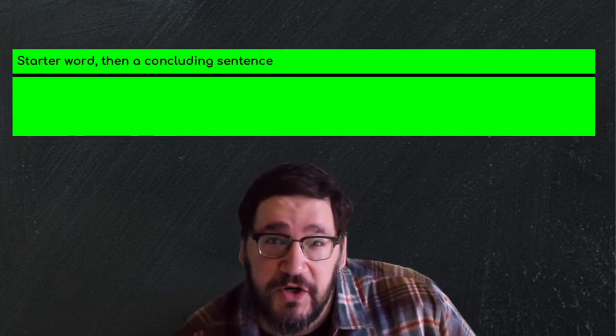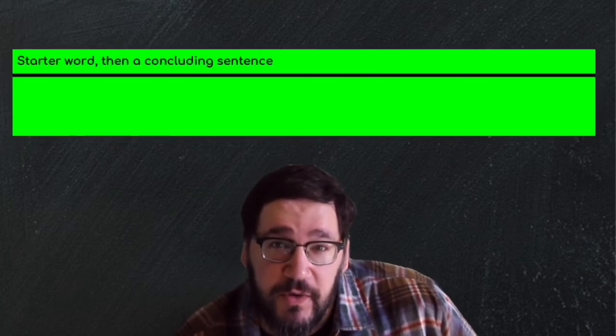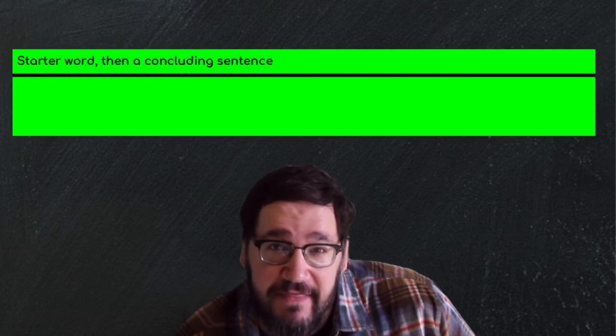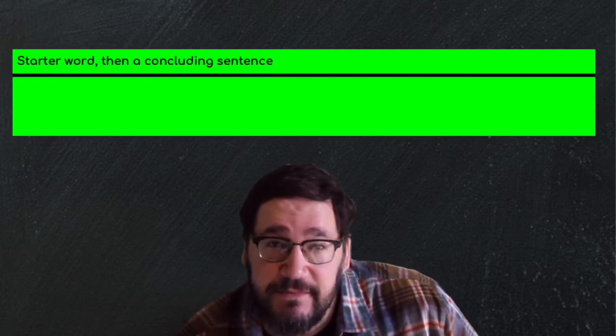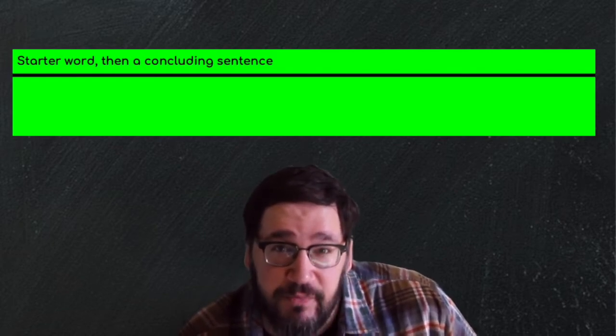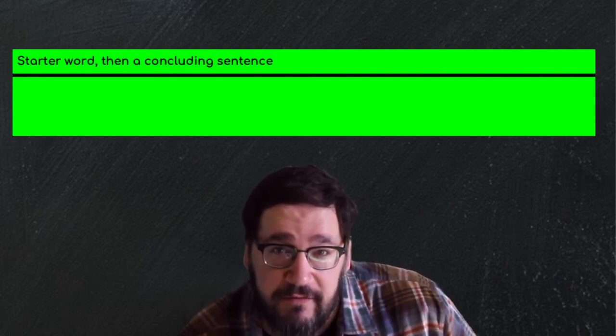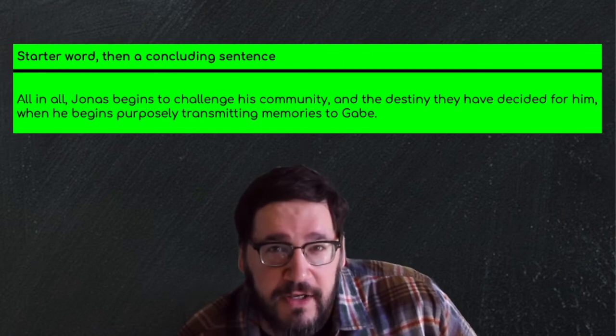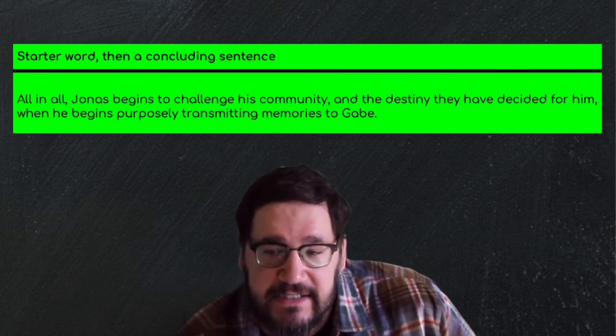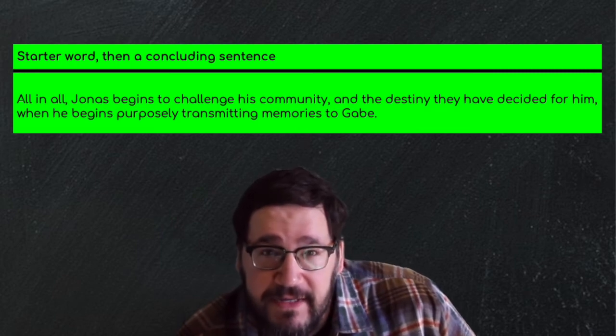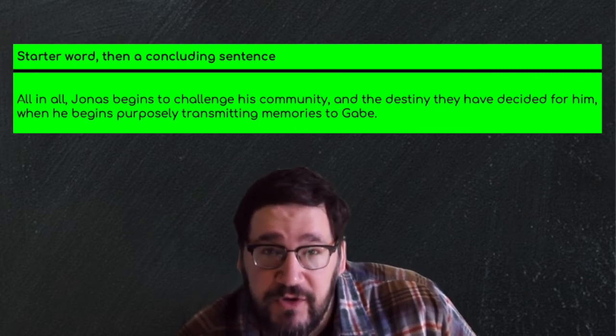Finally, we're going to get to our concluding sentence. Start with one of the phrases we have on the cheat sheet and then get to your concluding sentence. It's important to remember you don't want to have a separate paragraph for this sentence. It should be part of your body paragraph. Let's take a look at my example. All in all, Jonas begins to challenge his community and the destiny they have decided for him when he begins purposely transmitting memories to Gabe.